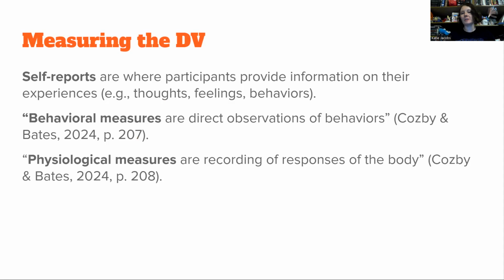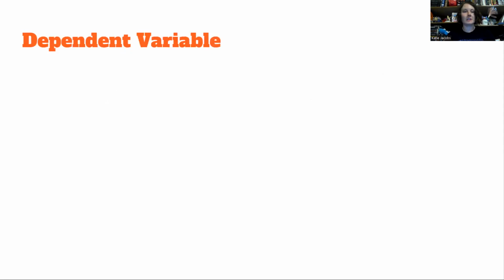Then we have physiological measures, which are recording the responses of the body. So for example, the EEG. I know that we have an EEG lab here at UCM, and that's a really great way for students to get involved with physiological measures. Sometimes people will have like a sweat response. Sometimes people will measure cortisol, or the stress hormone, to see different reactions to things.